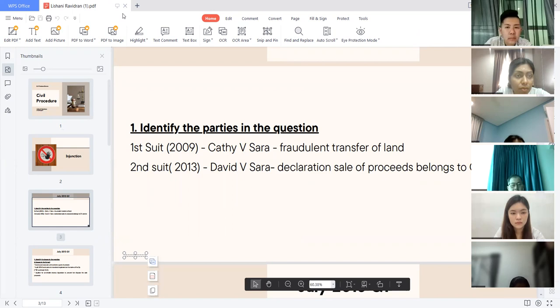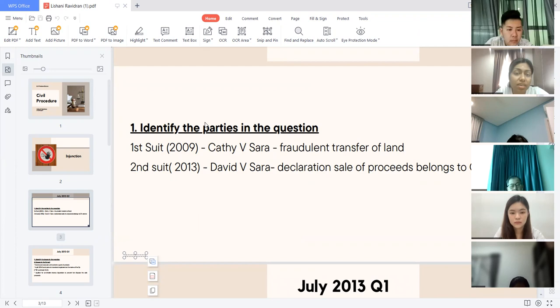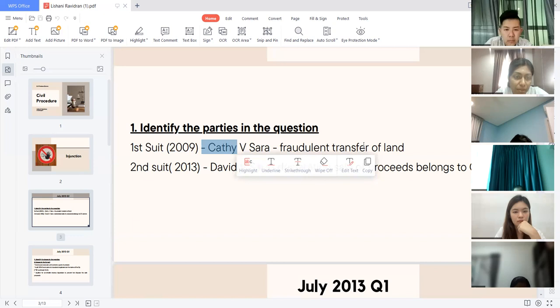Okay. First, you have to identify the parties in the question. So, the first suit I put here already: 2009, Kathy versus Sarah for fraudulent transfer of land. Second suit, 2013, David versus Sarah for a declaration that the sale proceeds belong to the deceased's estate.